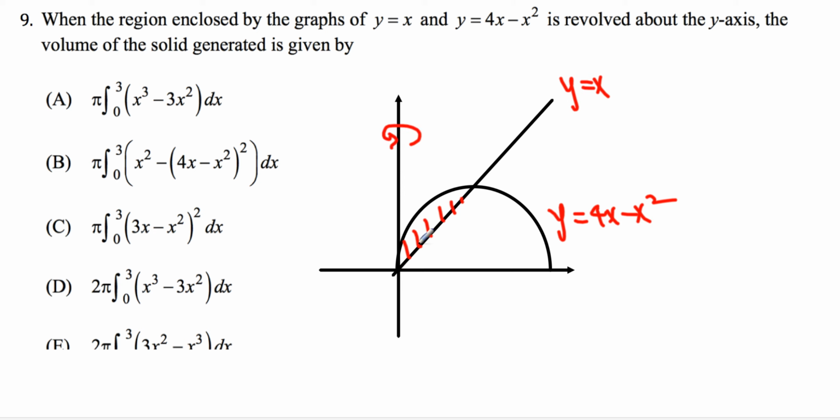Then obviously we can do the shell method if we wanted to. Then what do we end up getting? Volume becomes 2 pi. Here, r becomes the x value. And then h becomes the upper function minus lower function, which becomes 4x minus x squared minus x dx.